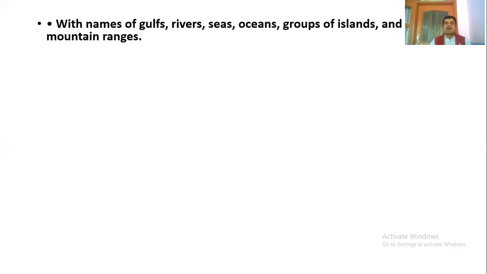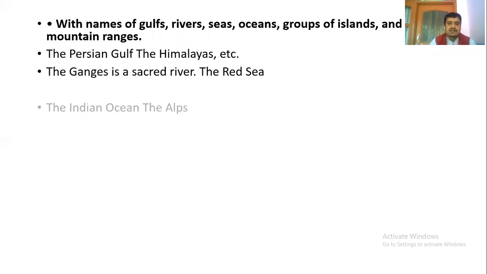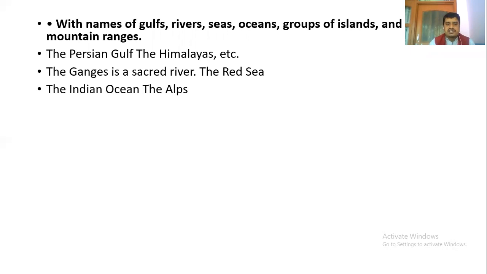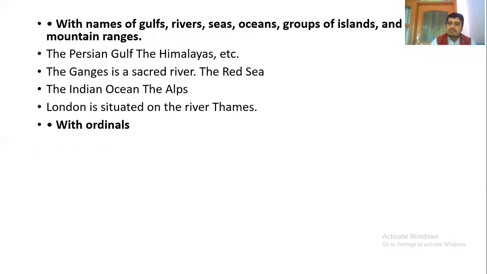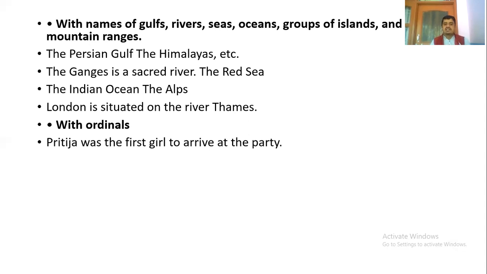With names of gulfs, rivers, seas, oceans, groups of islands and mountain ranges, we have to use the article the. Okay, look at some examples here. The Ganga is a sacred river, the Red Sea, the Indian Ocean, the Alps, the Himalayas, the Persian Gulf. London is situated on the river Thames. With ordinal numbers, we have to use the definite article the. Pasithya was the first girl.